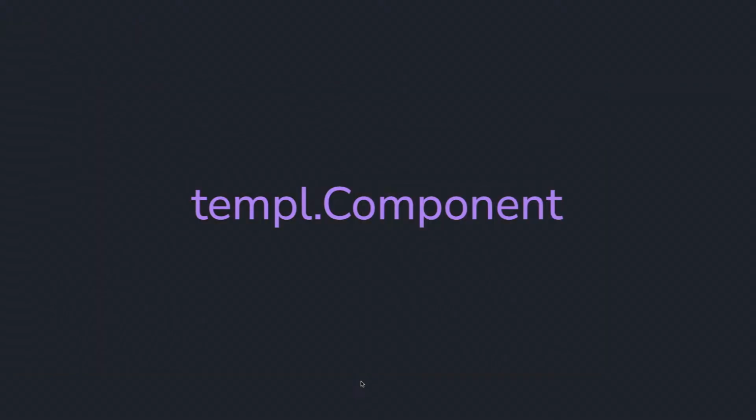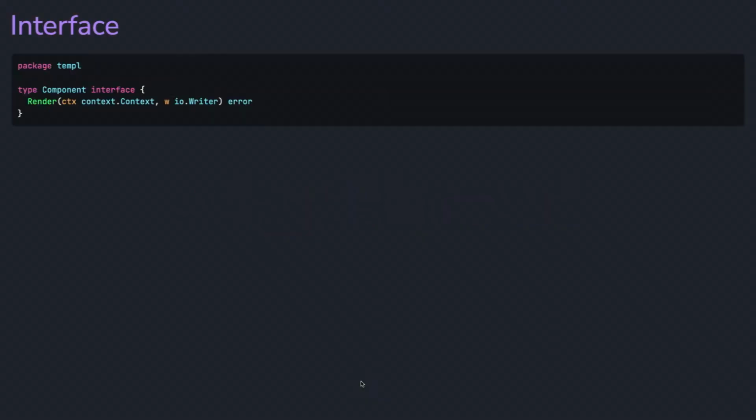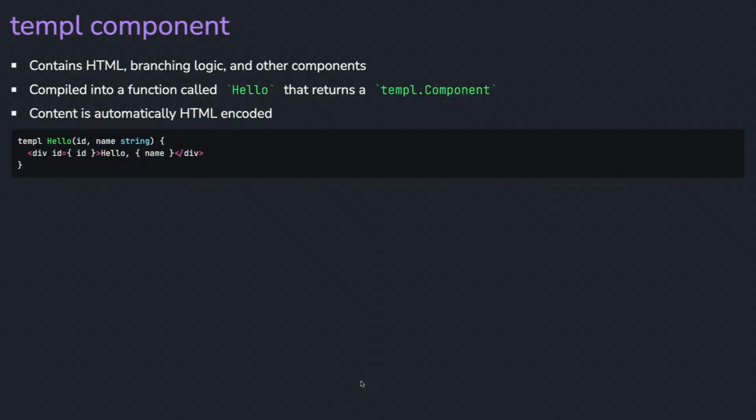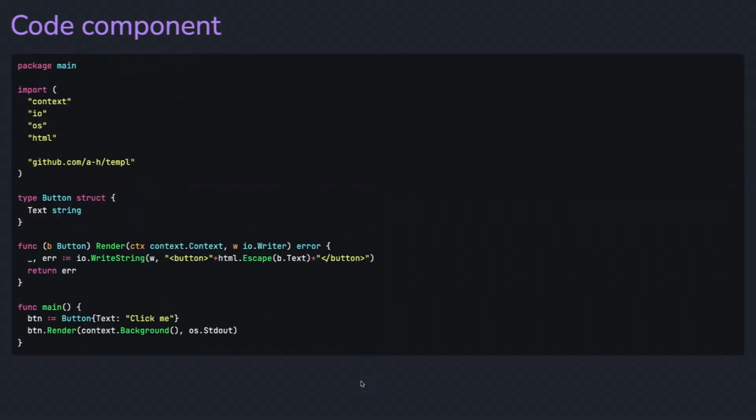So the center of Temple is this concept of the temple.component interface. So in Go, when you define an interface, you can implement that interface implicitly. So anything that has a render function on it that takes a context and a writer and returns an error, anything that has that function signature automatically implements Temple component, and that makes it really useful for plugging in other components of the ecosystem, which you'll see in a second. So this thing here, the Temple component, produces some code that implements the temple.component interface. But you can also implement it in code.